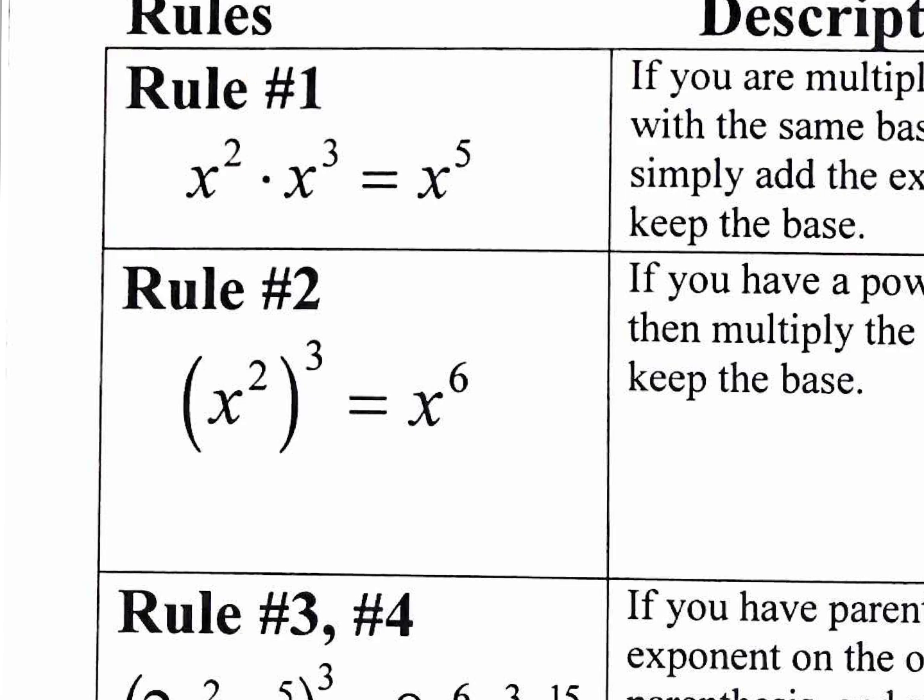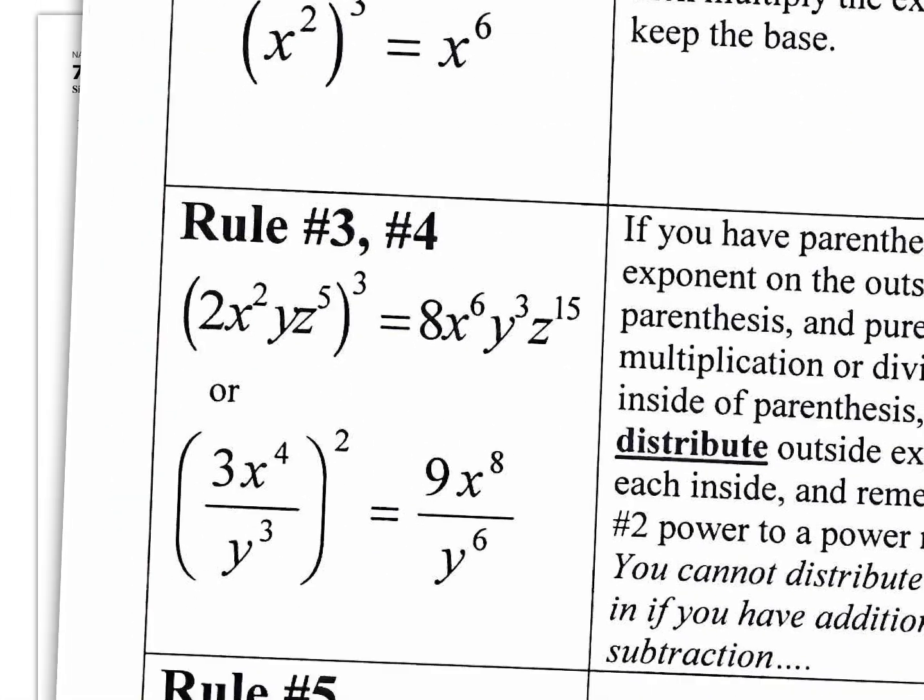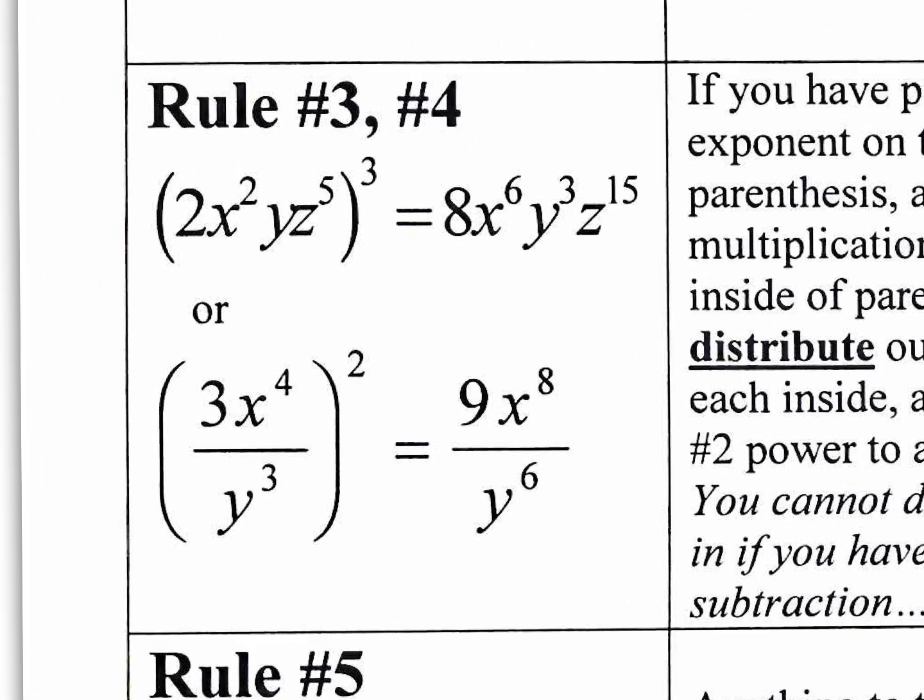Rule 1, when you're multiplying two terms with the same base, what do you do with these guys? You add them. 2 plus 3 is 5, keep the base. Rule 2, when you have a power to a power, you multiply them. 2 times 3 is 6. Rules 3 and 4, it's technically the same rule. Anytime you have parentheses with an exponent on the outside, you distribute it to each and every inside exponent.